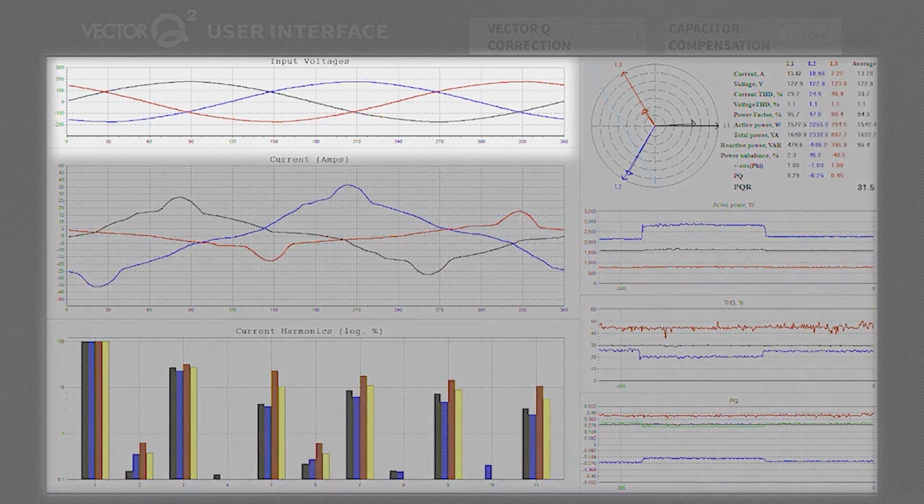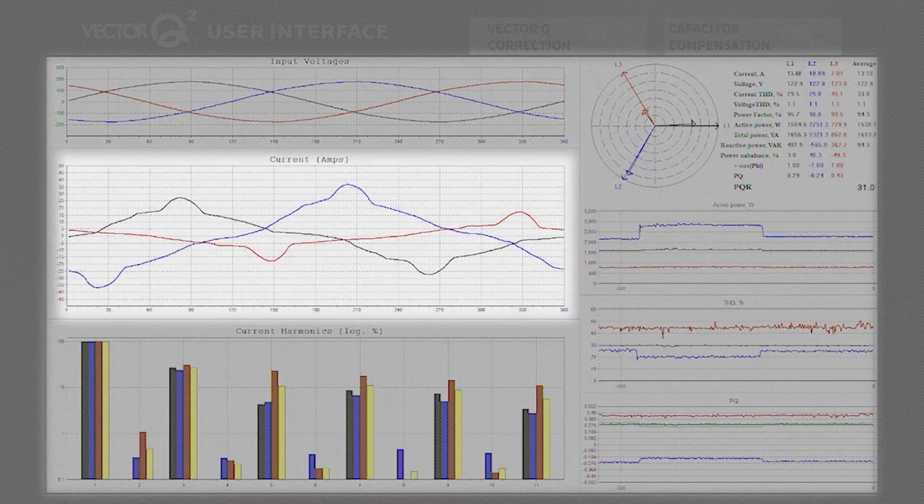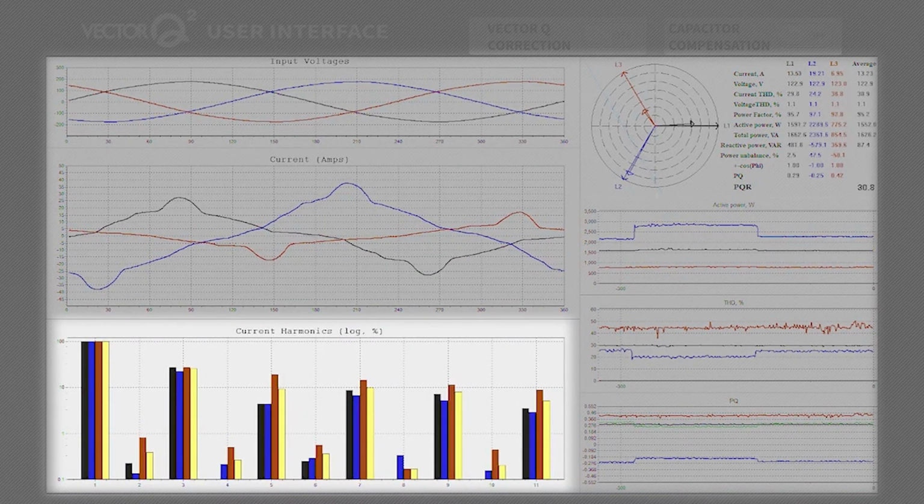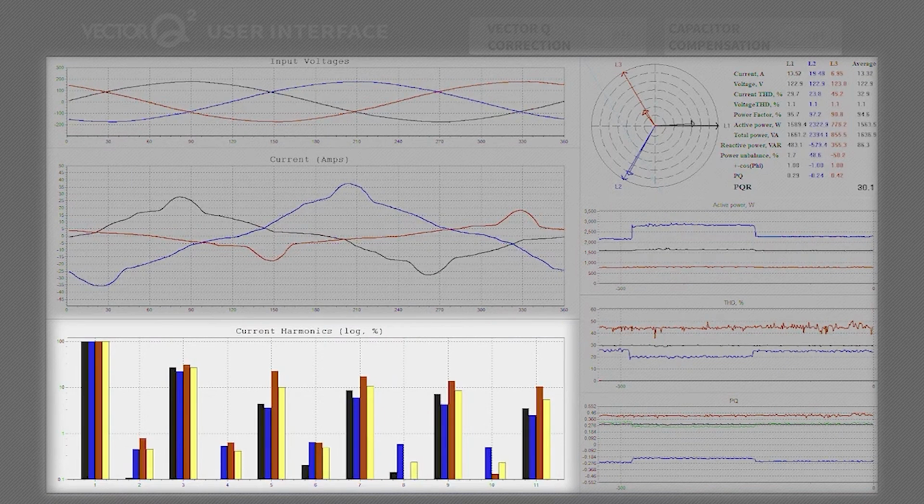The top left displays the input voltages. Below that shows the current in amps. On the bottom left, you see a bar graph of harmonics on each phase for the first 11 harmonics, displayed in logarithmic values, with the yellow bar being an average of the 3.